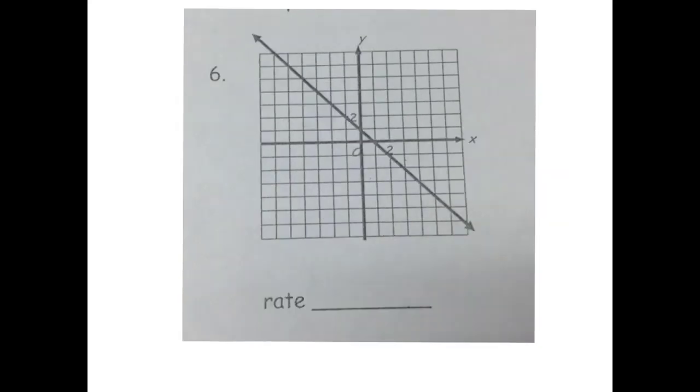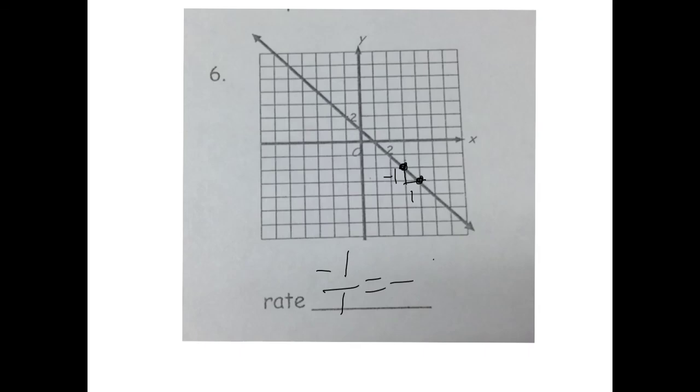Okay. This one doesn't cross through the origin, so I have to go ahead and pick some different points. So it crosses right there. And then it also looks like it actually crosses right below it right there. So I start on the left, down 1, over 1.